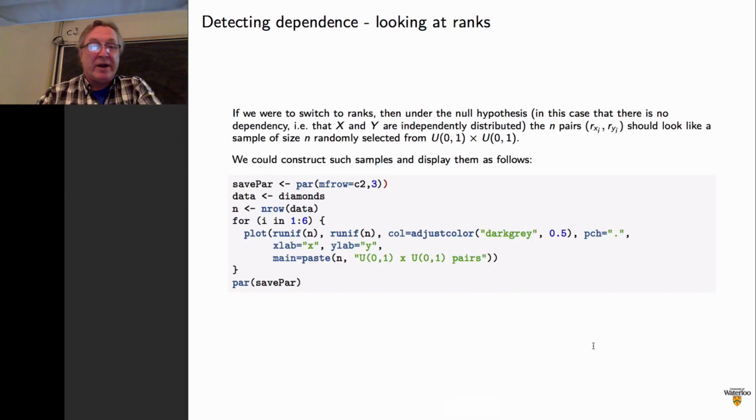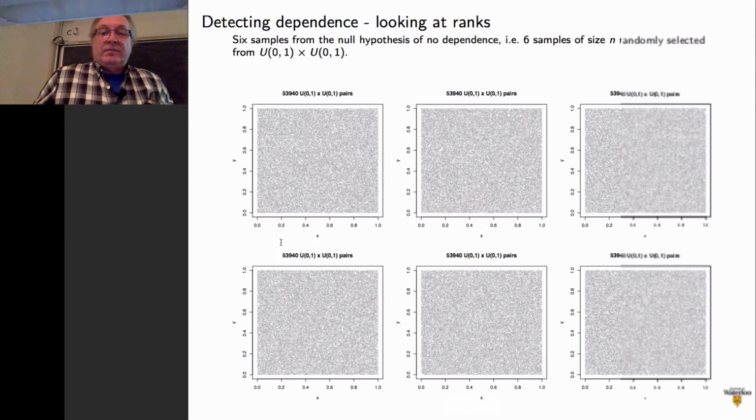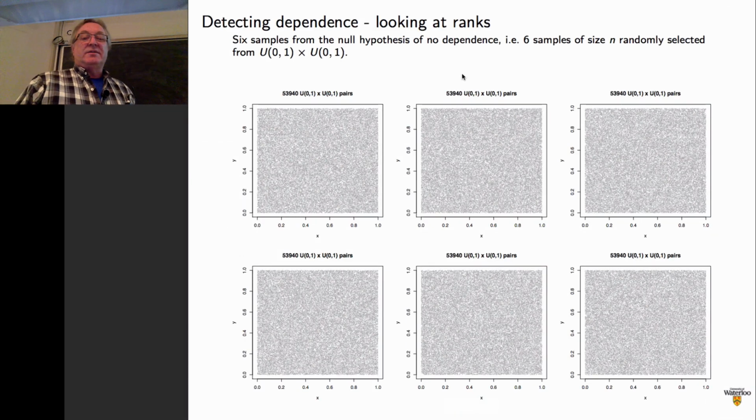However, if I switch to ranks, all I have to do is look at the ranks of these things. Doesn't look like a uniform. And to give you some sense of what that looks like, here are some uniforms. That's 6 samples of size n randomly selected from a uniform. So it should look like that with that many points. It should just look like it's covering this thing, a uniform distribution.